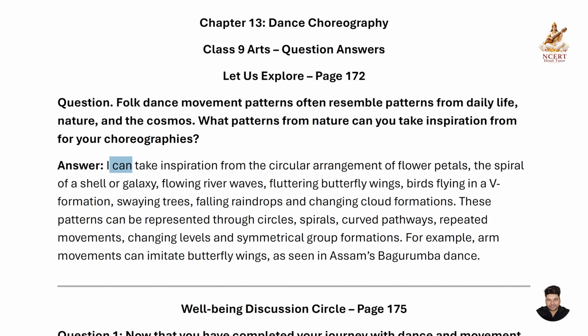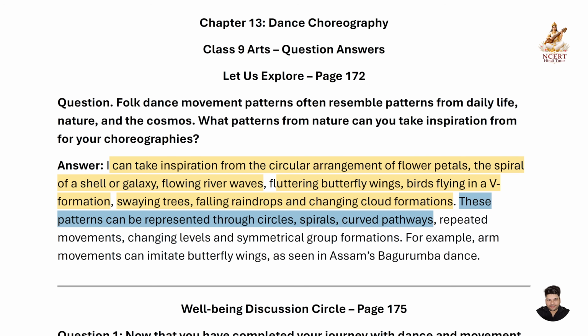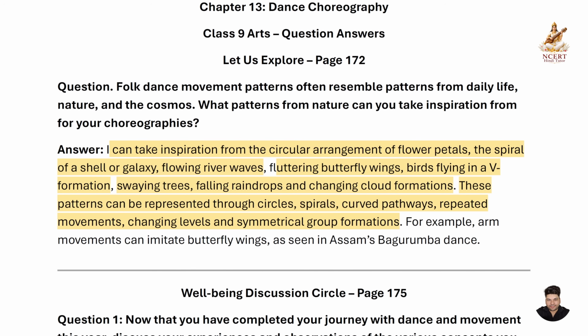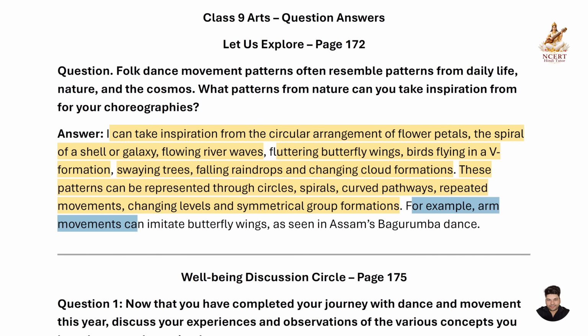Answer. I can take inspiration from the circular arrangement of flower petals, the spiral of a shell or galaxy, flowing river waves, fluttering butterfly wings, birds flying in a V formation, swaying trees, falling raindrops and changing cloud formations. These patterns can be represented through circles, spirals, curved pathways, repeated movements, changing levels and symmetrical group formations. For example, arm movements can imitate butterfly wings, as seen in Assam's Bagurumba dance.